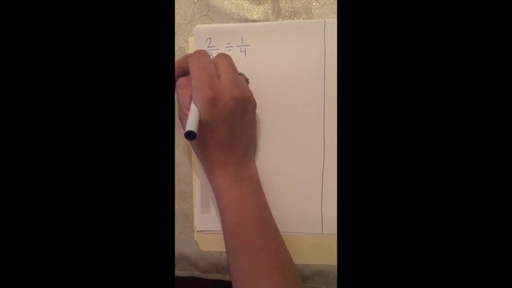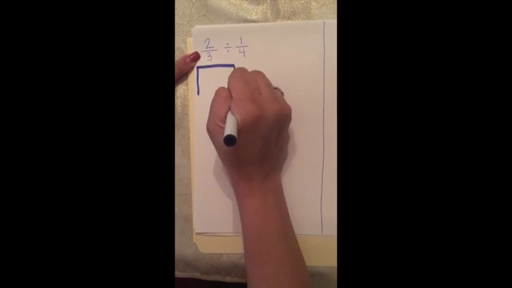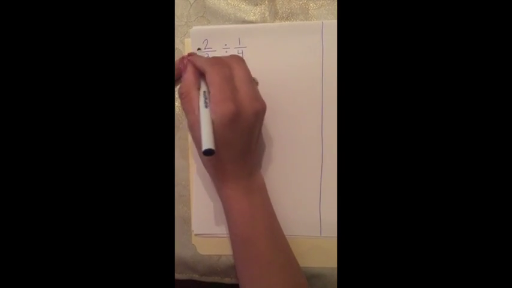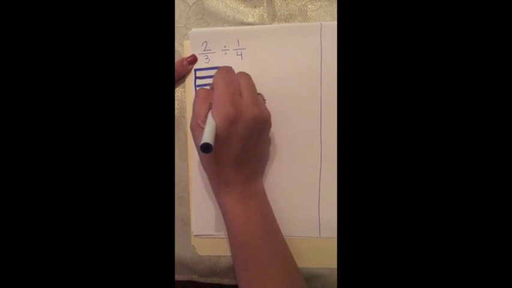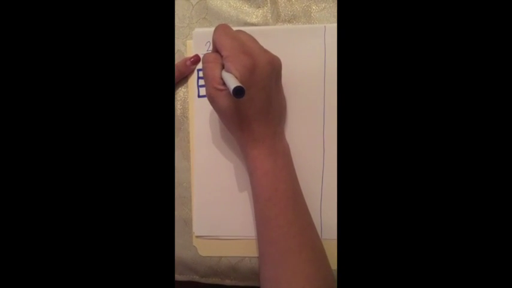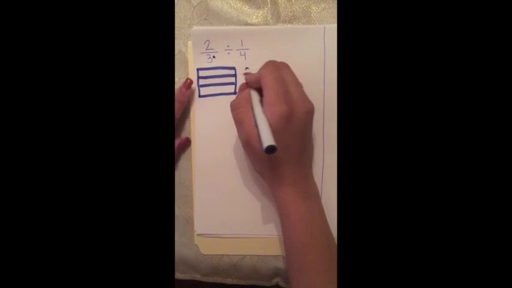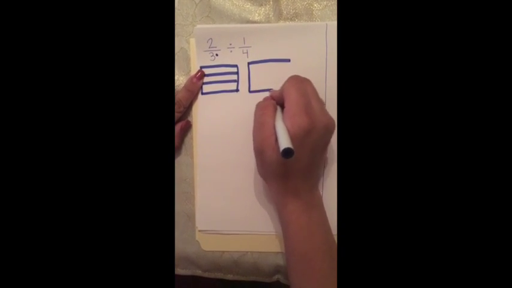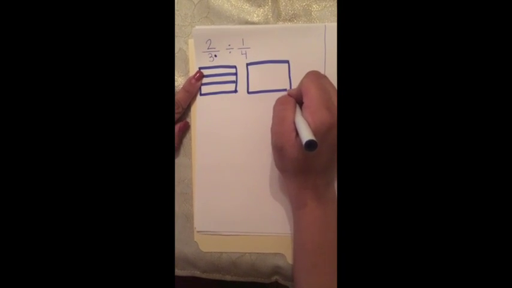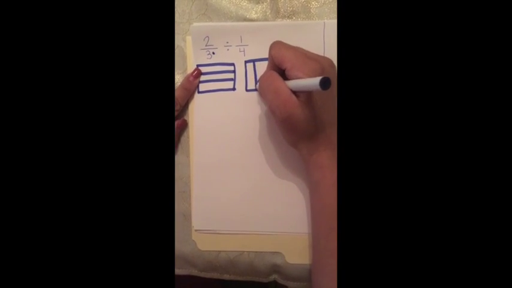Okay, I have 2/3 divided by 1/4. So I'm going to make a square and make 3 rows because the denominator is 3. Then I'm going to make another square and make 4 columns because the denominator is 4.